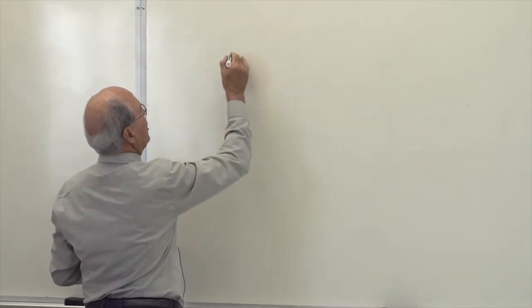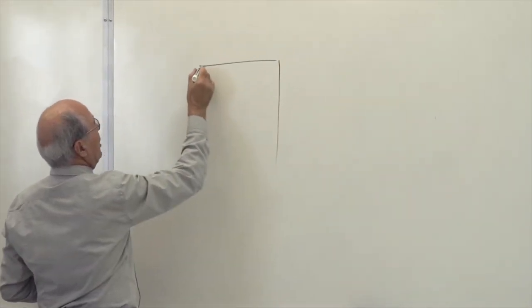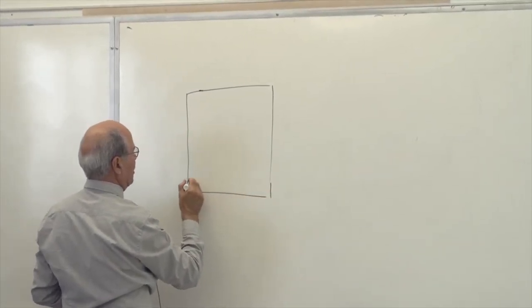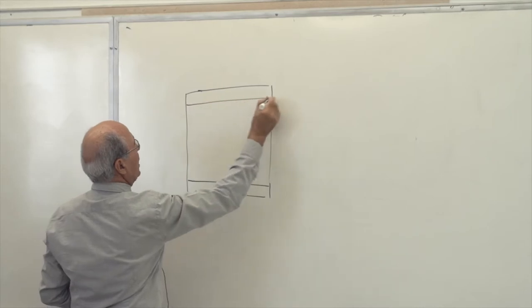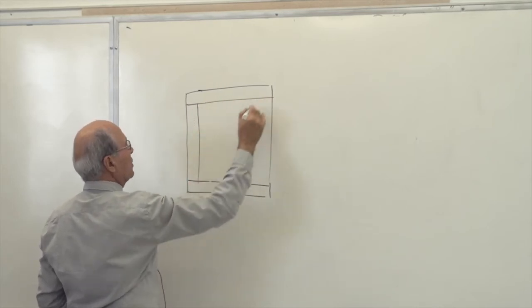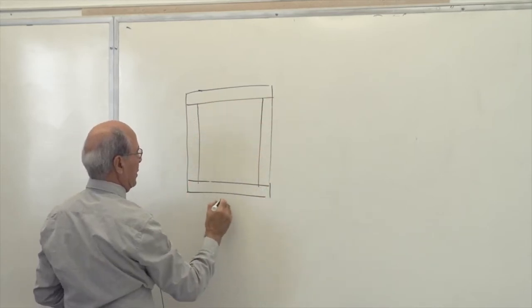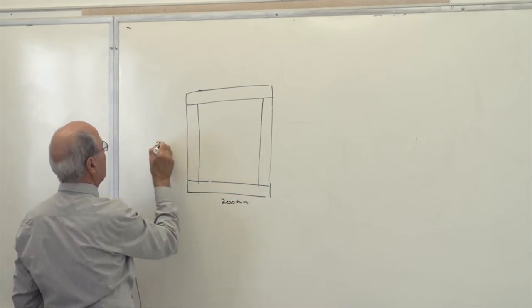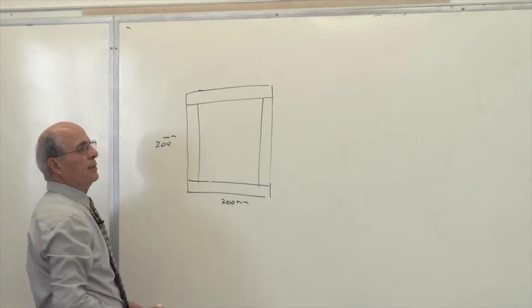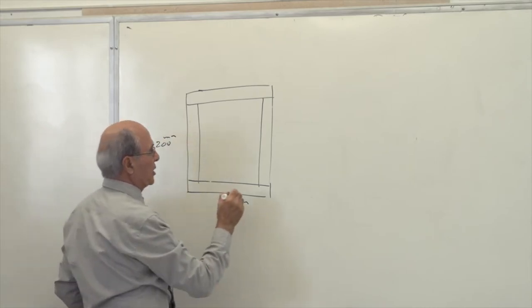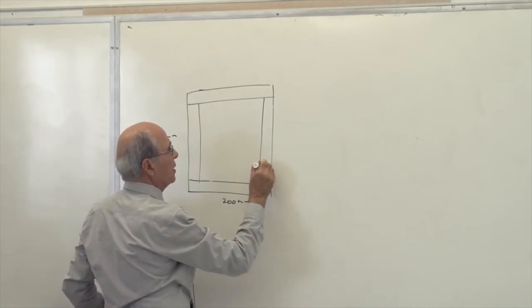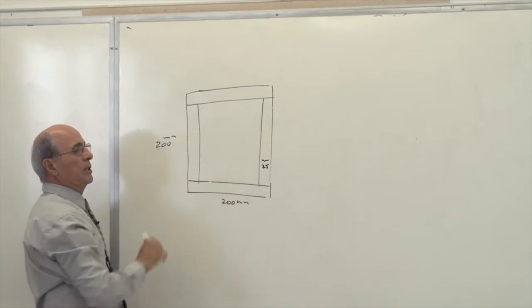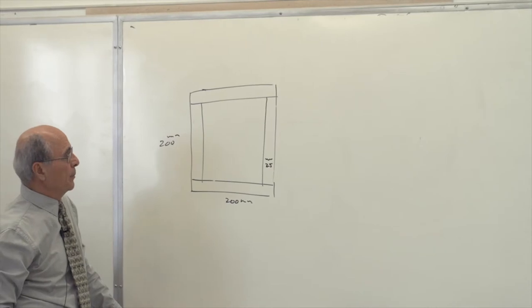Now, this is another problem. So please write it down here. This is a box again. Let's say it is wood. So it is built like that. Four pieces of wood put together like that. This is 200 millimeter by 200 millimeter square. The thickness is 20. Each thickness is 20 all around, 25 millimeter thickness there.